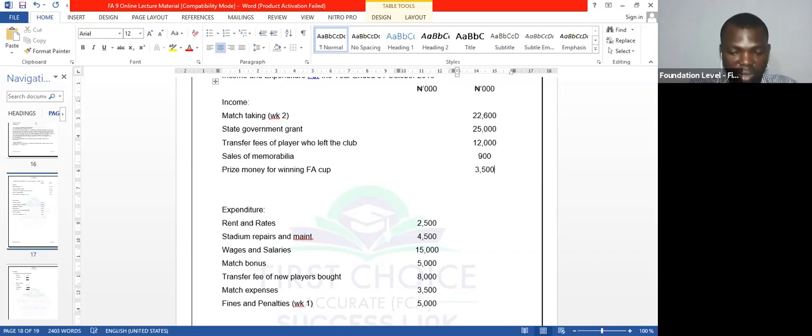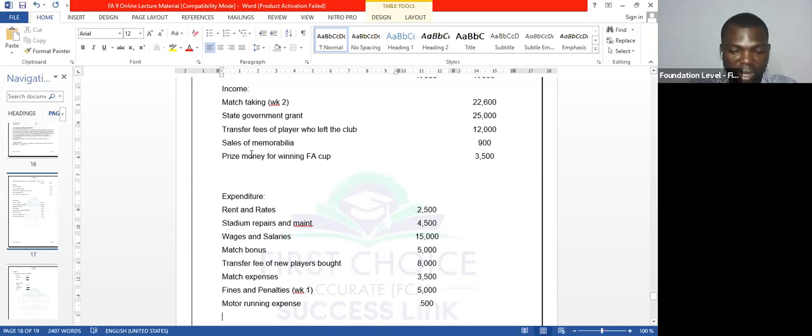So after that, what else we have? We have motor running expenses. So we come down here. That's expenditure. And what is the amount for motor running expenses? The amount is 500. So what else we have? We have donations received. That's an income. What is the amount for donations received? We have that to be 95. I believe as I'm doing it, you are following me. Okay, so we have that to be 95.